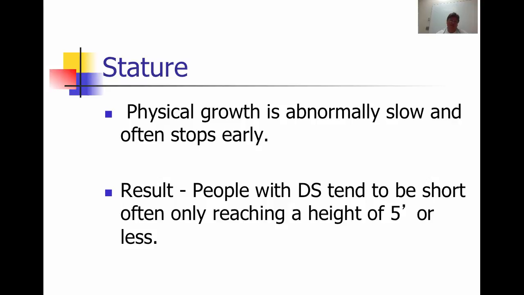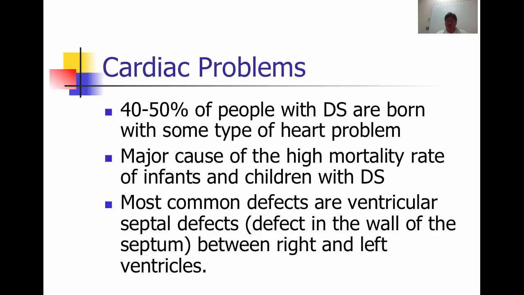In terms of stature, the physical growth is abnormally slow and often stops early. People with Down syndrome tend to be short, often only reaching a height of 5 feet or less. One of the major issues with Down syndrome is cardiac problems. 40 to 50% of people with Down syndrome are born with some type of heart issue, and it's the major cause of high mortality within children and infants with Down syndrome.